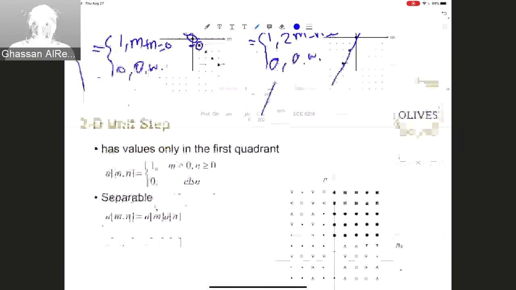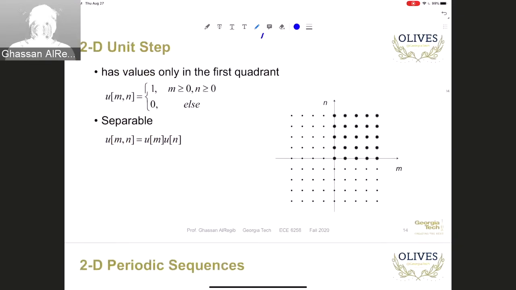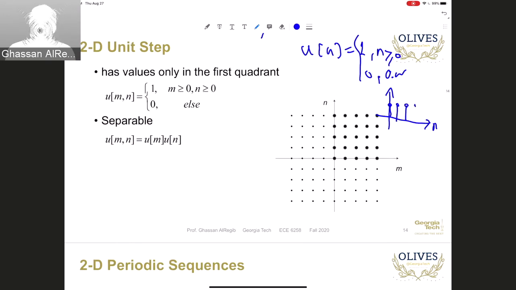Okay. And then we have the two-dimensional unit step function. You remember by definition, we had U of N in the one-dimensional case. U of N is equal to 1 whenever N is larger than or equal to 0, and 0 otherwise, right? So if you remember, this is N. We start from here, and this is our U of N, where this is 1, 2, 3, and so on, to infinity. So that's U of N.